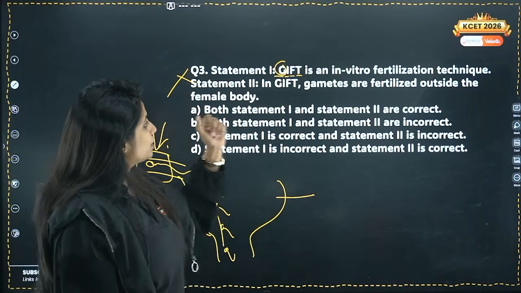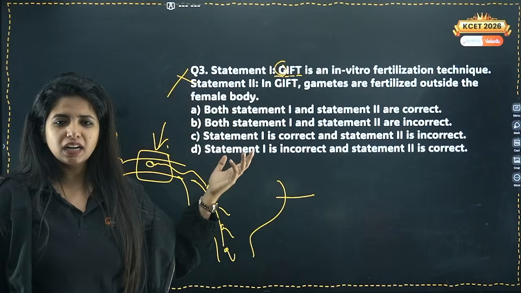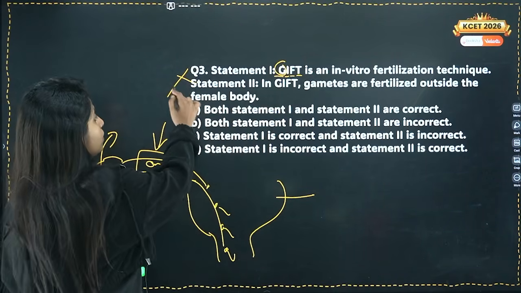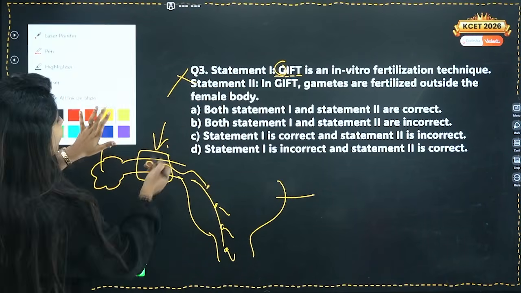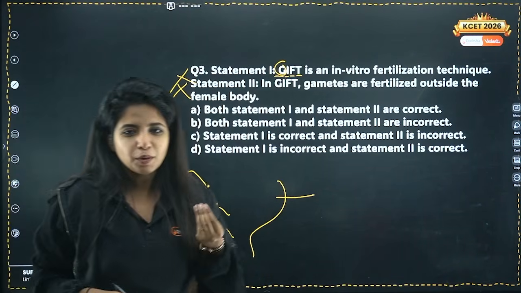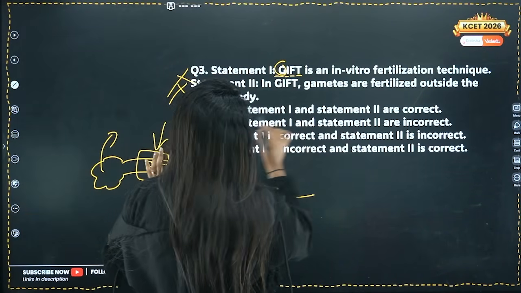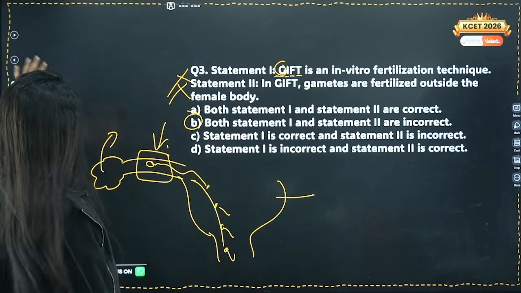Now statement 2 says in GIFT gametes are fertilized outside the female body. We just discussed it right now. It cannot be outside the female body. It is within the female body. So both the statements, my dear children, are wrong. While we do the questions, we expect at least one statement to be correct, right? So over here, both statement 1 and 2 are incorrect. Don't go and tick correct.